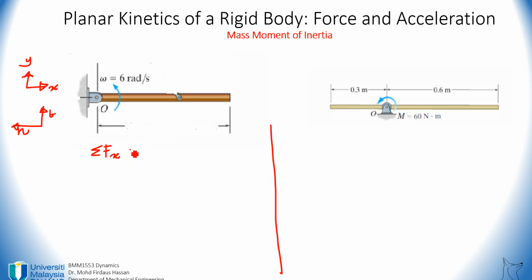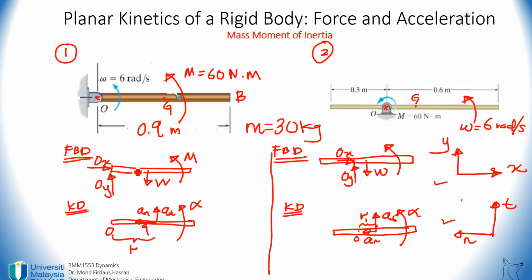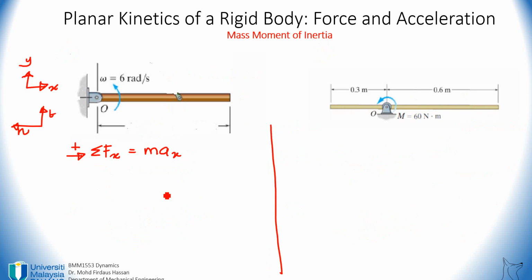Summation of F in X is equal to m ax. To the right is positive. You see from the previous free body diagram, we have only the OX component. So OX to the right is positive, and AX is equal to AN, because AN represents the component in X. So you have OX positive, and instead of AX, just put AN. But AN is opposite. AN is to the left, so it gives you negative. Put the negative in front of m.